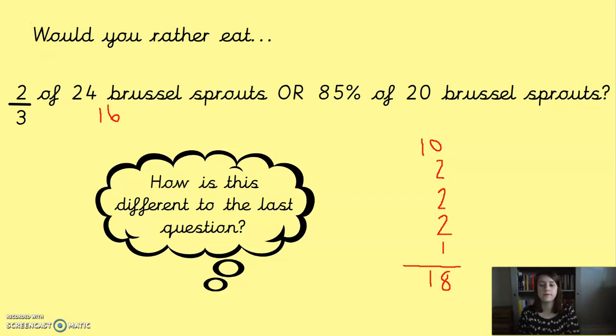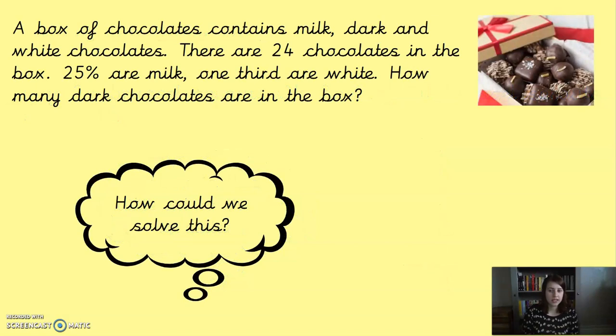Up to you. Okay, and the final question we're going to have a go at, a problem-solving question. So a box of chocolates contain milk, dark and white chocolates. There are 24 chocolates in a box. 25% of them are milk. 1/3 of them are white. And then it asks you how many dark chocolates are in the box.